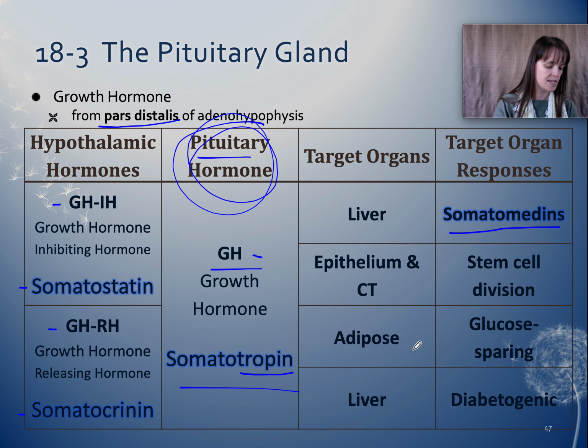So the growth hormone at epithelium and CT cause tissue growth. At adipose, it has a glucose-sparing effect, which we will talk about below the box, and it also goes to the liver, where it has a diabetogenic effect, and we'll talk about that below the box. So, describe the effects of the somatomedins, that's this one, on the target cells: stimulates tissue growth and protein synthesis. So, growth from the growth hormone.